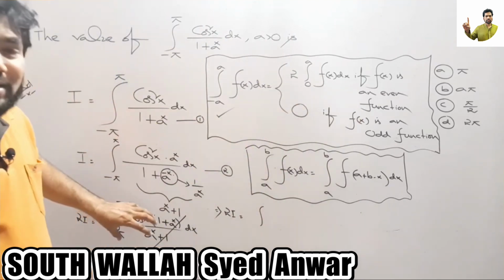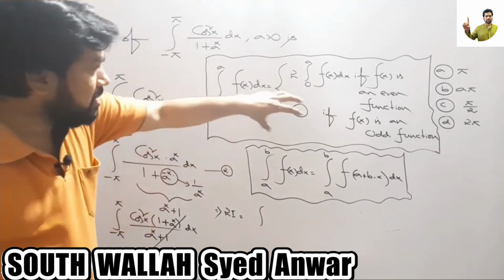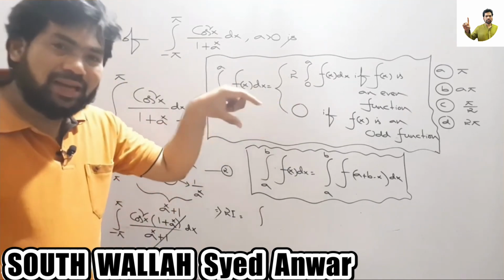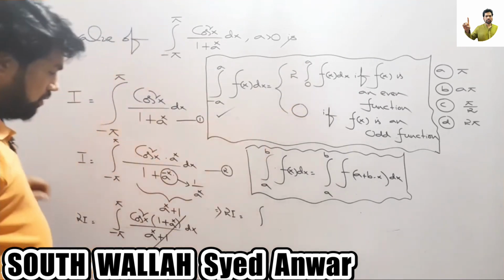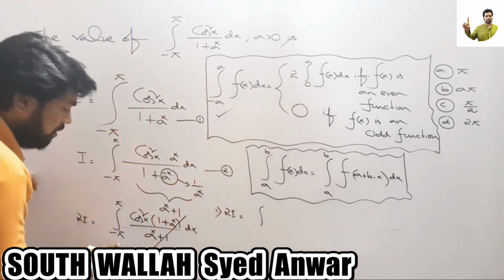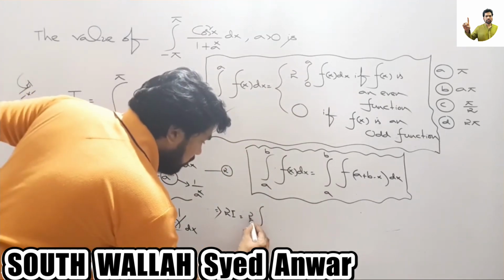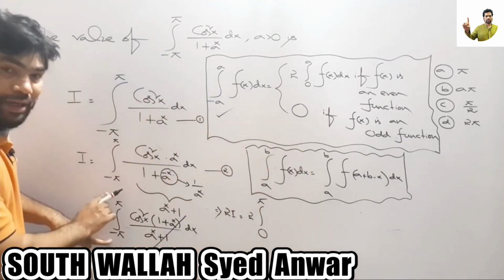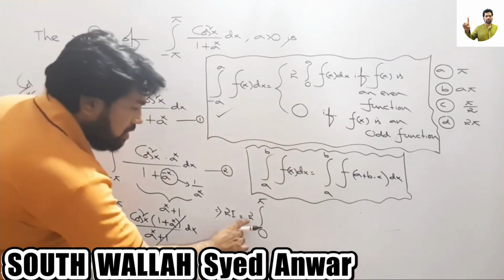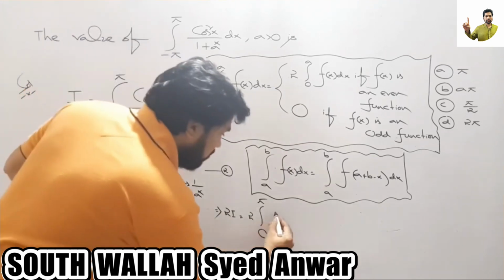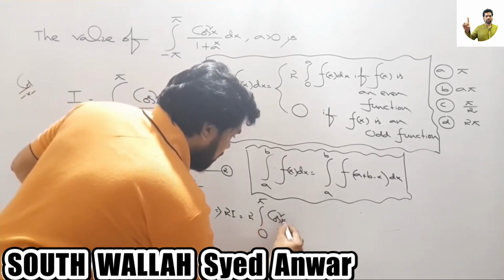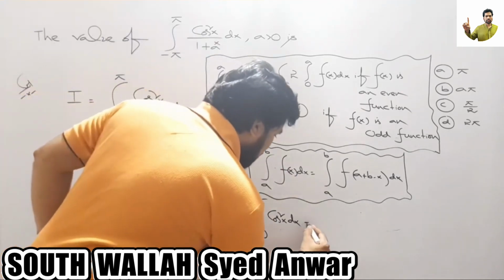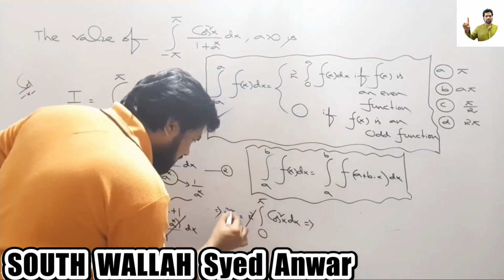Here clearly cos square x is an even function. So because of the even function, what I can apply here is that integral from minus a to a of f of x dx can be written as 2 times integral from 0 to a. So that means integral from minus pi to pi can be written as 2 times integral from 0 to pi of cos square x multiplied by dx. Next, this implies here 2 gets cancelled.